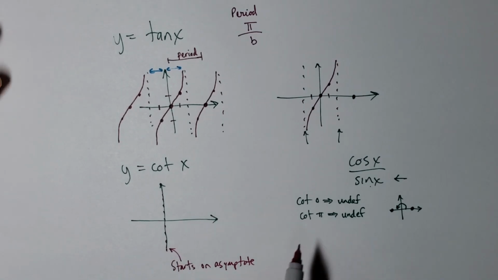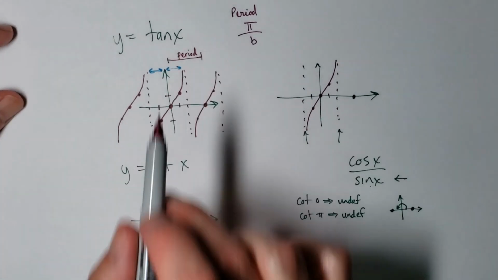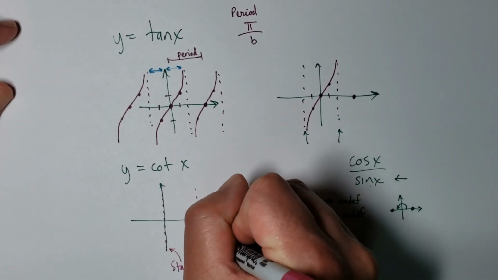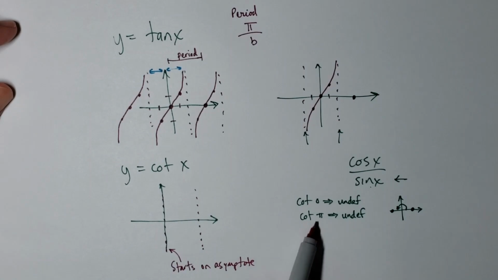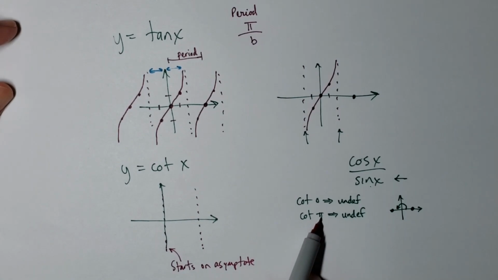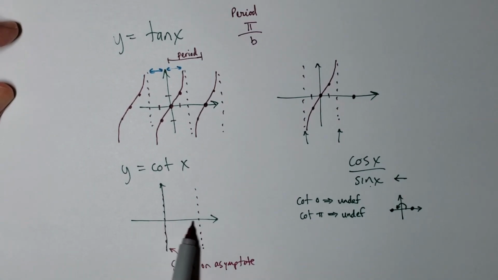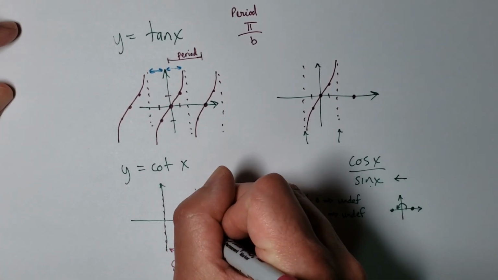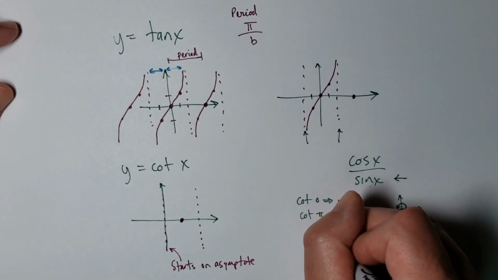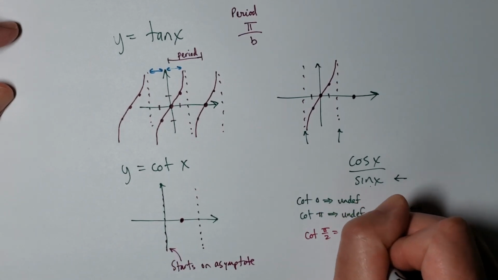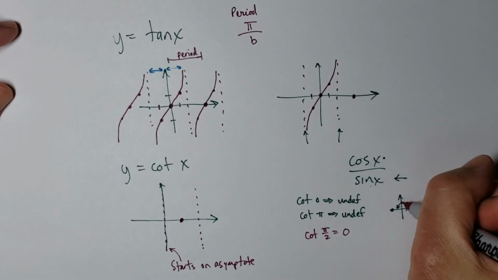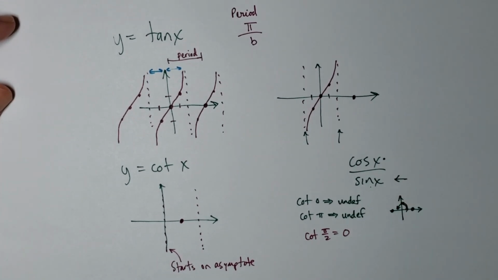And then we move over the period. The period for cotangent is the same as tangent, it's pi over b. So we move over the period and put another asymptote. That's going to be where cotangent of pi would be. So you can see that that's the distance of pi, the period. And then halfway in the middle of that, which would be pi over 2, that's going to be equal to 0, because cosine of pi over 2 is 0. That'd be this angle up there, if you're trying to put it all together.